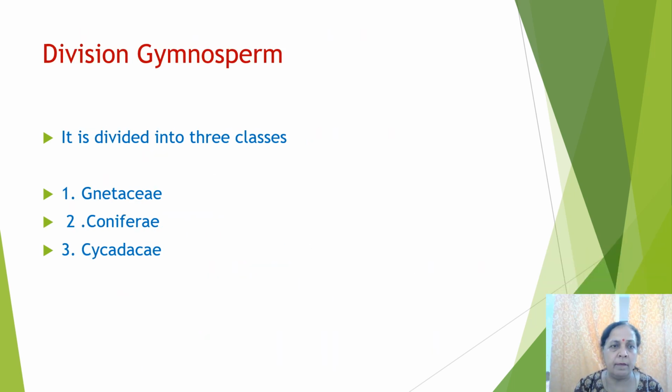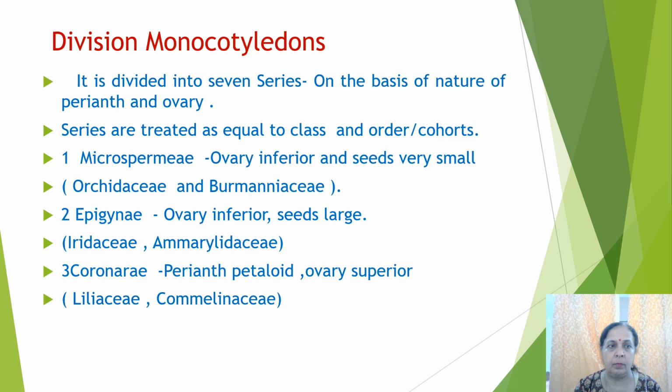The second division is gymnosperms, which is placed between the dicots and monocots. Bentham and Hooker divided the gymnosperms into 3 classes: Gnetaceae, Coniferae, and Cycadaceae. Now the third division is monocotyledons, and monocotyledons are placed after dicots and gymnosperms.